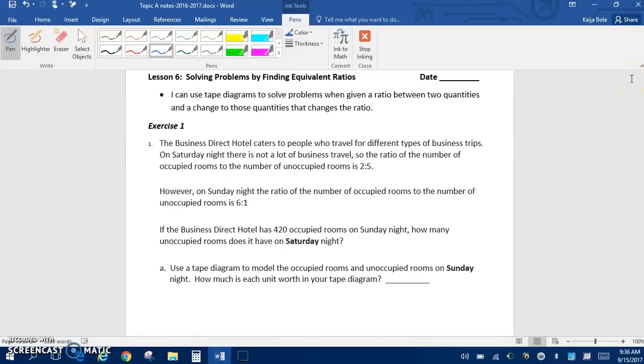Alright, here we are on lesson 6, solving problems by finding equivalent ratios. You should be on page 15 in your packet. Make sure you're following along as we go through this together.